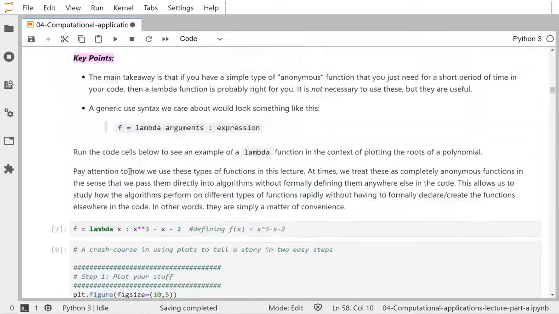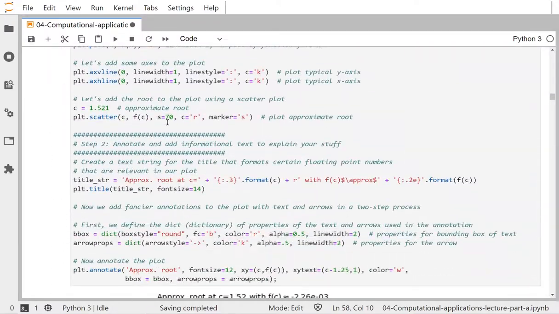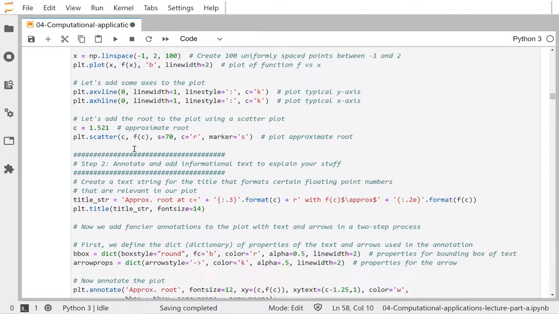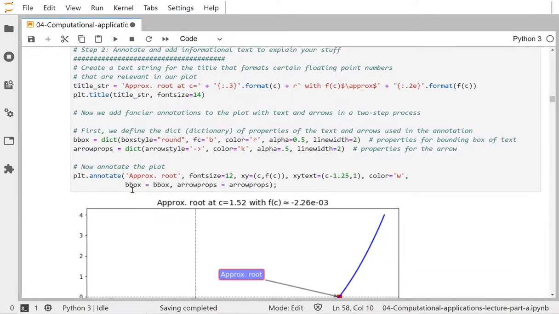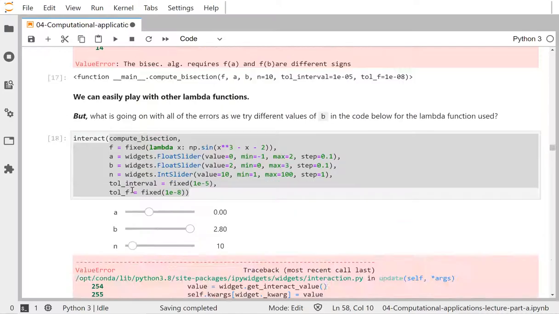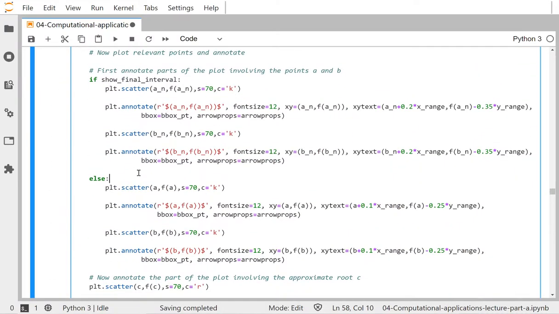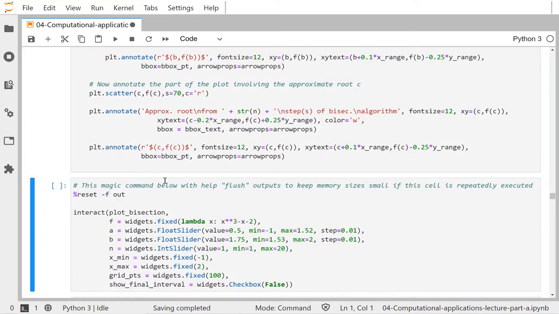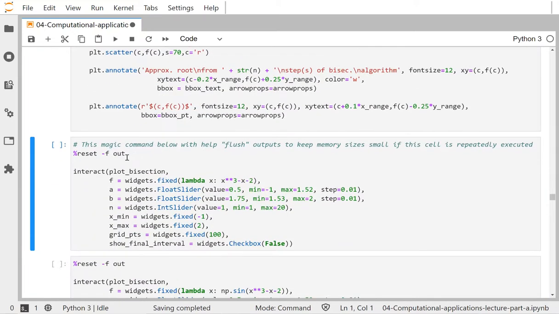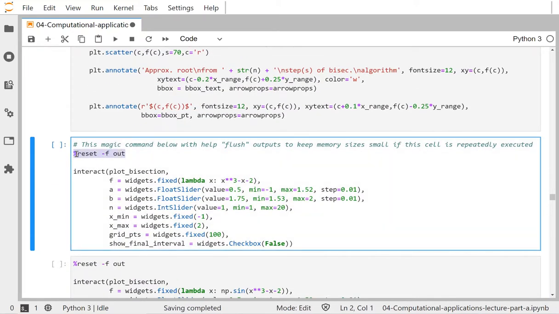I'm going to scroll up here in that first video that discussed these annotation issues, or the details of this annotation. There's just more details to plot, but a lot of it's just scatter and annotate plots. So I will now run that, and now every time I run this code cell, if you run it multiple times, you want to flush the output to manage the amount of memory you have available on the server. So that's all this does.